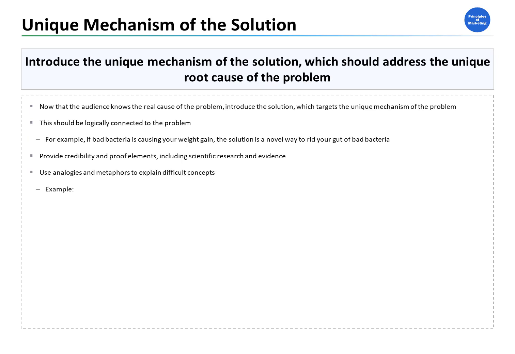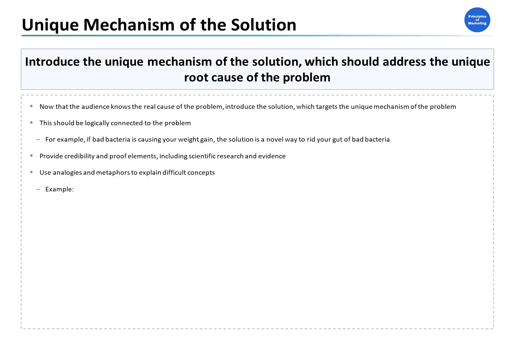Once you've introduced the unique mechanism of the problem, it's time to introduce the unique mechanism behind the solution. And the unique mechanism of the solution should address the unique root cause of the problem. It should target the unique mechanism of the problem, and it should be logically linked to the problem. For example, if bad bacteria is the unique mechanism behind weight gain, if bad bacteria is causing your weight gain, the solution should be a novel way to get rid of bad bacteria in your gut and replace it with good bacteria to solve the problem. The unique mechanism of the problem is solved with the unique mechanism of the solution.